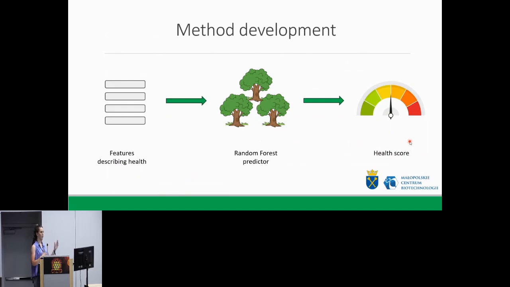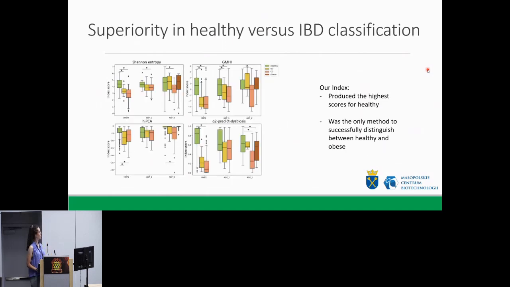And so we continued our analysis, and we ended up with a set of features that describe the healthy microbiome. We actually ended up with 5 or 6 functions or characteristics. We trained a random forest predictor, and then we produced a health score, which is between the values of 0 and 1, where 1 indicates absolute health and 0 indicates disease. So in other words, we aimed to construct an index which would classify healthy from IBD individuals better than the already existing taxonomy-based indices. And those are our results.